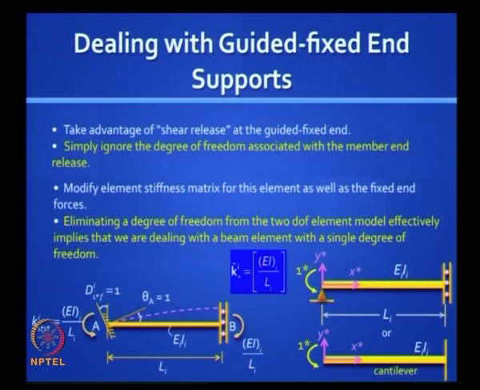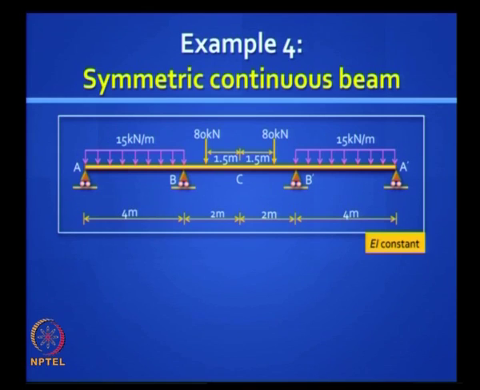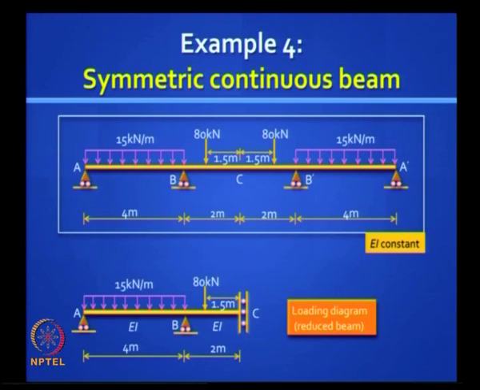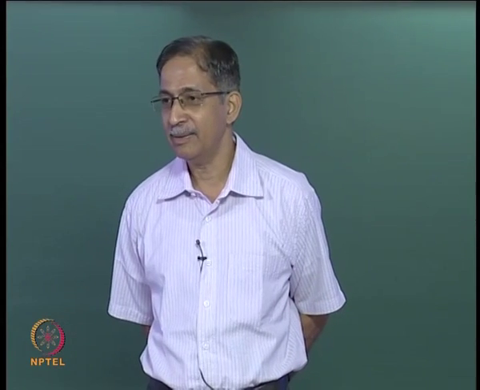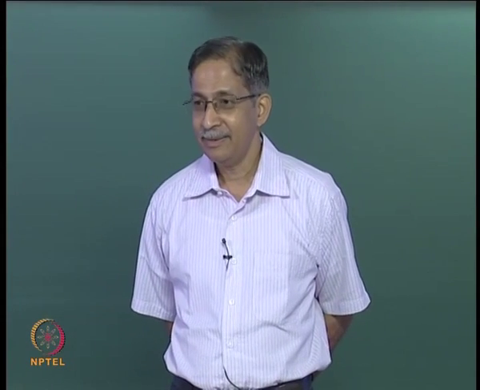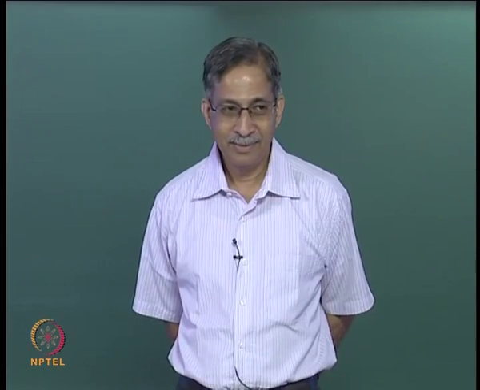Is it clear? Okay, so let us demonstrate this with this same example which we did earlier. So we can take advantage of the symmetry, cut it into two, and you get a guided fixed support there. What is the degree of indeterminacy here, kinematic indeterminacy? 2 normally, which 2? Do not say AB, tell me theta, delta, which one? Theta A, theta B. Theta B and delta C.